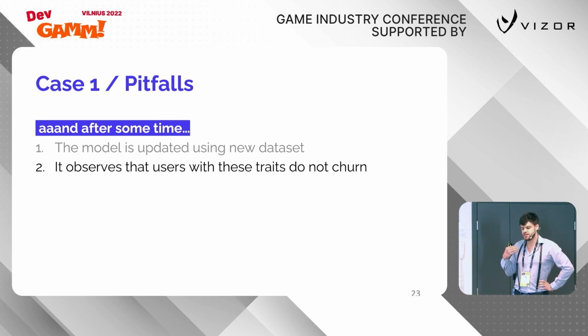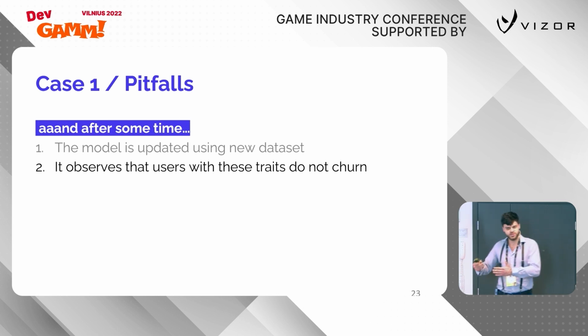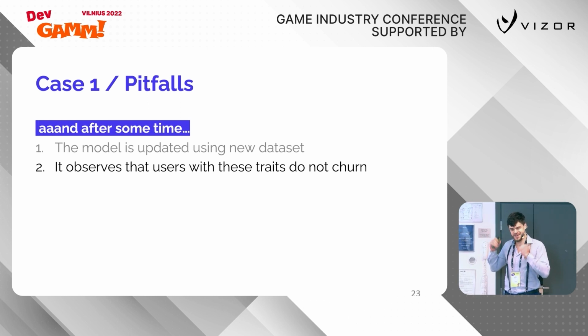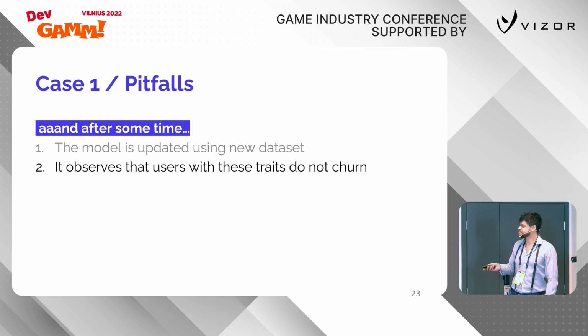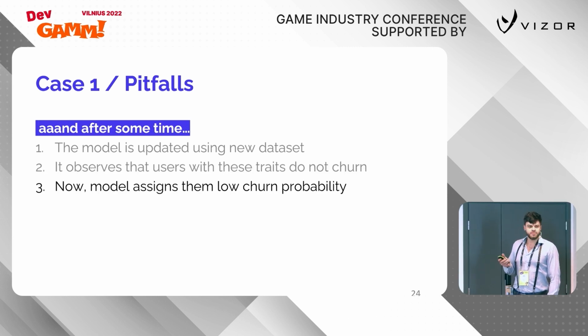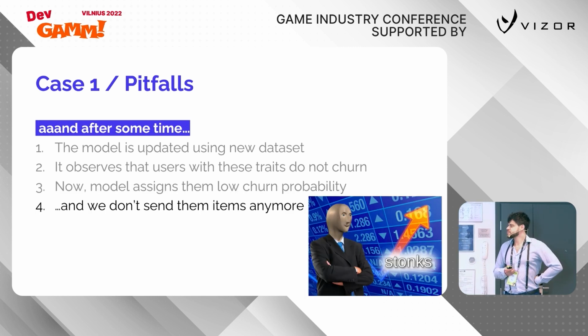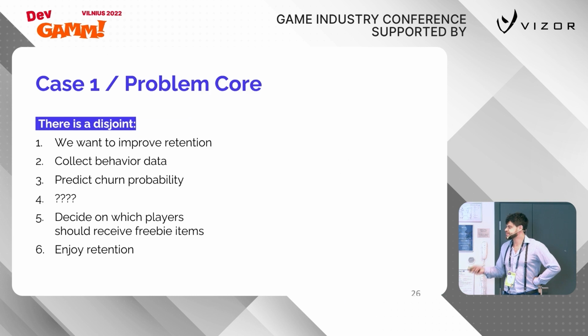And this model will see that, okay, we have some users that like freebies, but they don't churn. Well, they don't because we sent them items recently and they reacted and they hadn't left our game. And because of that, now our model assigns low churn probability to these players, because it sees that they don't leave. And well, we don't send them items anymore. We assign them a low score, etc., and everything breaks.